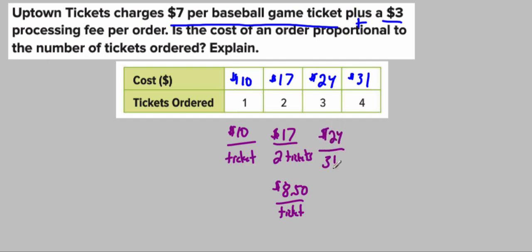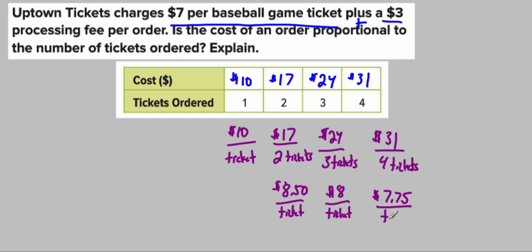So here, $24 for 3 tickets. Well, that would give me $8 a ticket. So it looks like it's getting cheaper and cheaper as I go. And then $31 for 4 tickets. That would divide out to be $7.75 per ticket. So in this case, is this proportional?